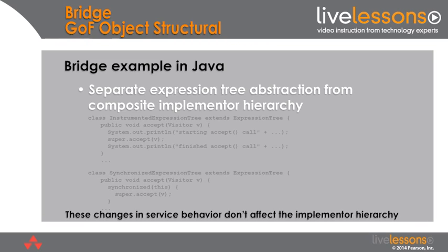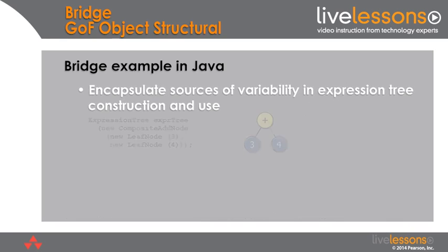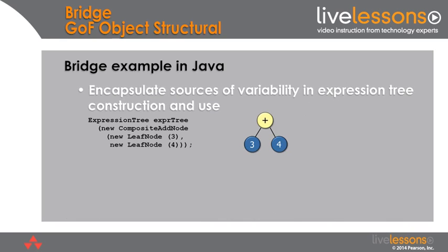the abstraction interface. Here's an example of how we could actually put these pieces together from a client perspective in order to be able to use the expression tree that we construct. As you see here, we can go ahead and create a particular expression tree. We'll keep a real simple example here. We're going to create an expression tree that has a composite add node with two leaf nodes that adds together the numbers 3 and 4.